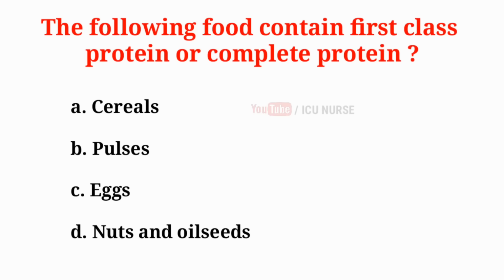The following food contains first class protein or complete protein: A. Cereals, B. Pulses, C. Eggs, D. Nuts and oil seeds. And the correct answer is C. Eggs.